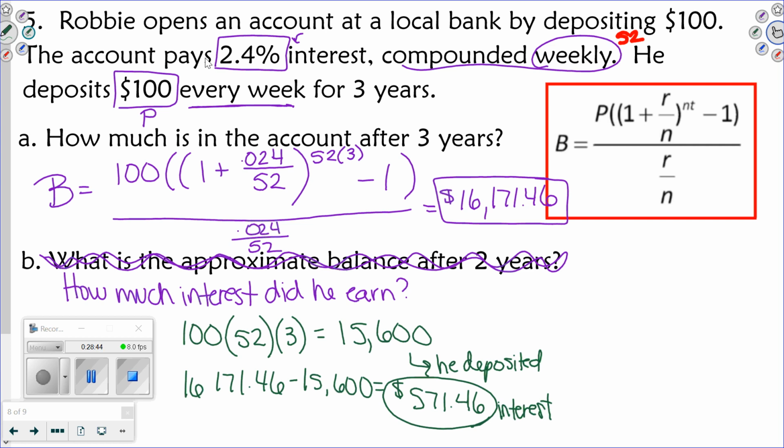All right, part B, I changed the question on B to ask how much interest he earns. You've got to stop and think, how much money did they put in? $100 every week, so 52, for 3 years. We got that? So they put in 15,600, so you just subtract that. So I only earned 571.46. That's almost 600 bucks in 3 years. That's not bad, right? I only put in 100 bucks a week. It's not as much as some people.